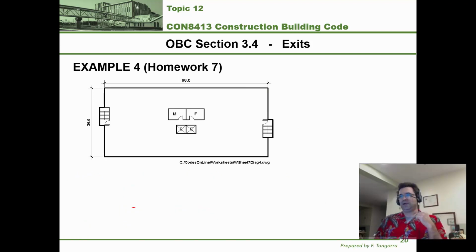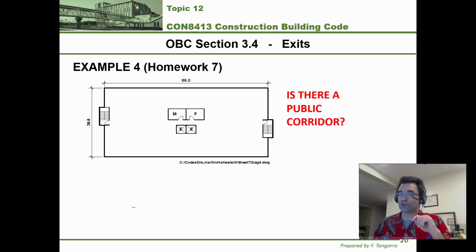Okay, let's do another one. I took this again from your homework 7. I think it's example 4 in homework 7. We have a floor space measuring 66 meters wide by 36 meters long. First thing we ask: is there a public corridor? I don't see a public corridor here.